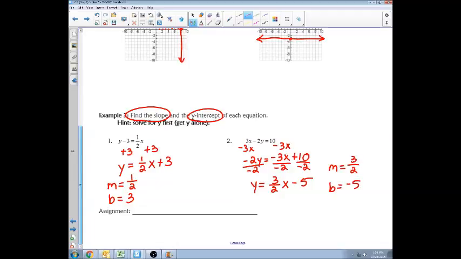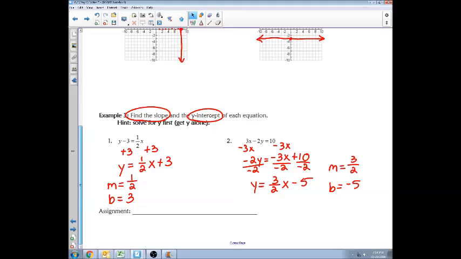All right? That is the end of our lesson. The most important things here, you must memorize the slope-intercept form. Y equals mx plus b. Also, remember that your y-intercept is your b value. Your slope is your m value. The y-intercept is where the graph crosses the y-axis. The x-intercept is where the graph crosses the x-axis.